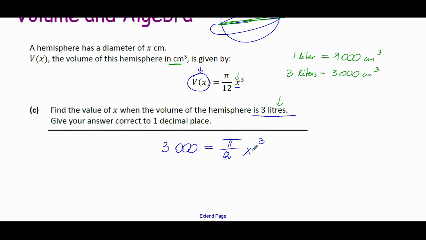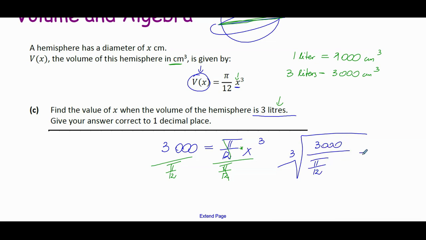Okay, how do I get x to the power of 3? So here first we eliminate multiplication. To eliminate multiplication, we divide, and we divide both sides of the equation. So we divide by 12 pi. Now we want x, not x to the power of 3. How do I eliminate the power of 3? We take the cubic root of the other side. So we put our fraction into the calculator, we press equals, and we get the value of x to 1 decimal place. That will be 22.5.